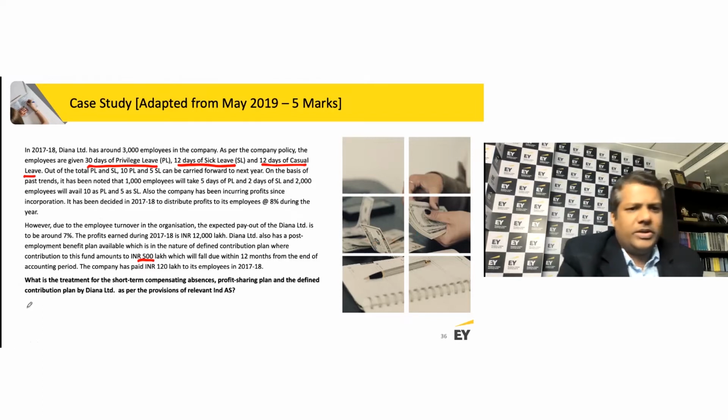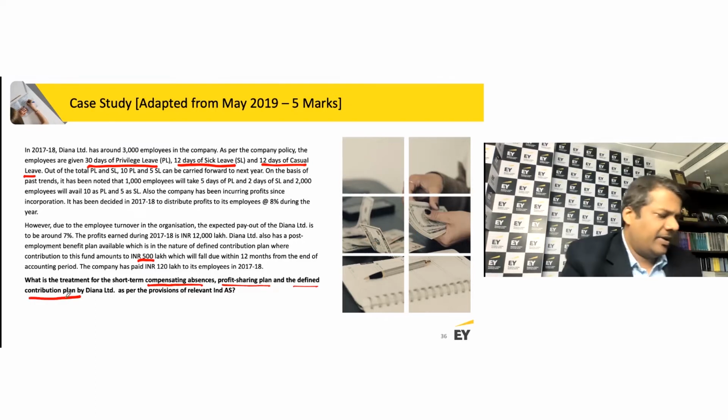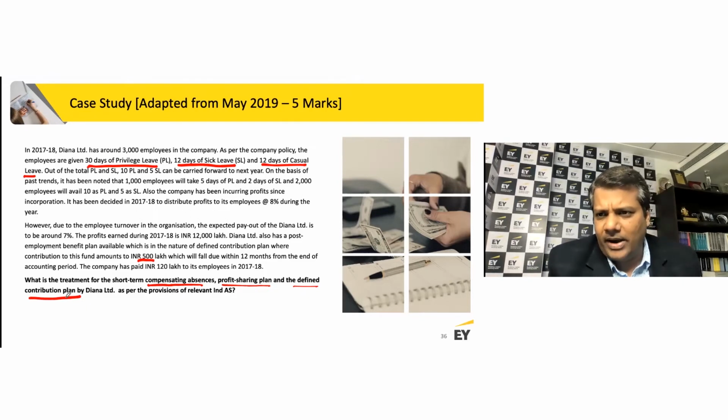Okay. So there are a number of questions, right? We have to look at compensated absences, a profit sharing plan and the defined contribution plan. Profit sharing is fairly easy: I'm making a profit of 12,000 lakhs, and I'm expecting 7% of that to become a part of my profit sharing plan.